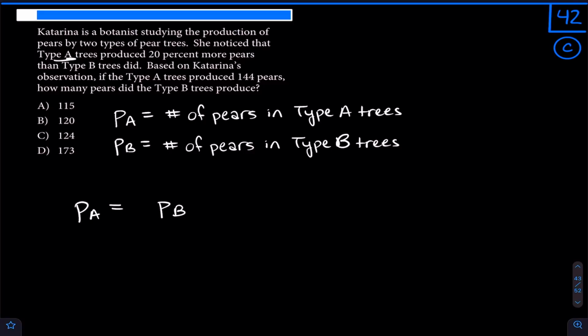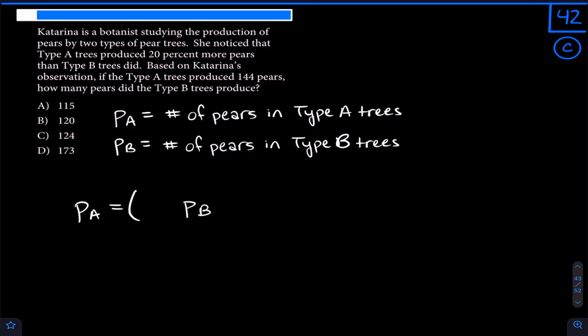So type A trees are the ones that are producing 20% more. And so that means that this one is 20% greater than PB. So for these two things to be equal, you need to raise the smaller one by 20%. How do you raise it by 20%? Well, you're not going to multiply it by 20% like this, because then you're going to literally end up dividing this thing by 5. If you want to increase it by 20%, you add it to 100%.